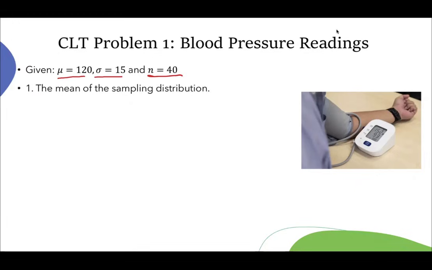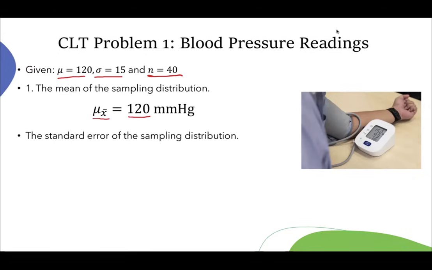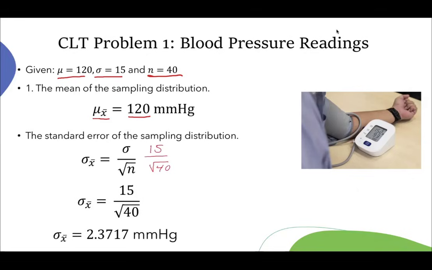The mean of the sampling distribution is relatively no work at all. You just are stating that the mean of the sampling distribution is the same as the mean of the population using the proper symbol. The standard error, you're applying the formula. You're going to take this population standard deviation and divide it by the square root of the sample size. 15 divided by the square root of 40. And here that's 2.3717. So that's the first part of the problem.